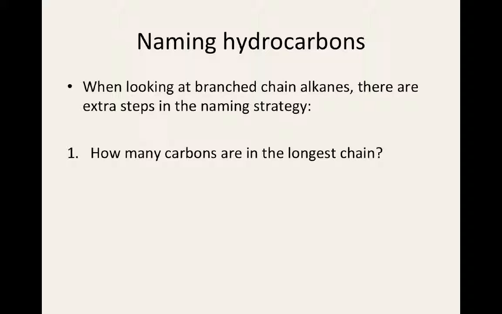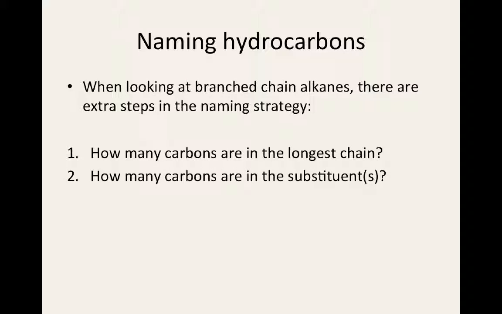How many carbon atoms are in the longest chain? Be aware that the longest chain may have been drawn going around a corner. How many carbons are in the substituent or substituents? We name alkane groups slightly differently when they are substituents, replacing the ane with -yl. So an alkane substituent containing 1 carbon atom is a methyl group, and so on.